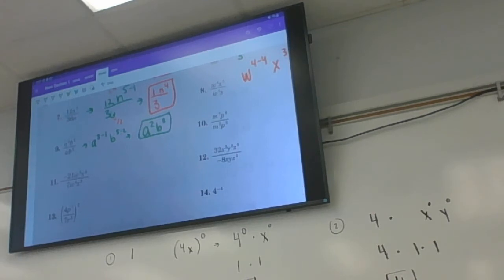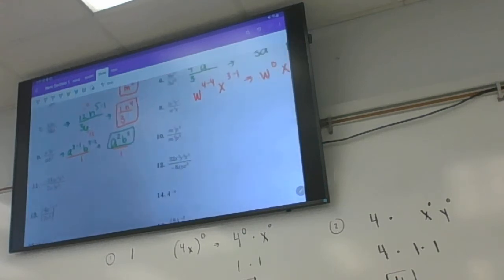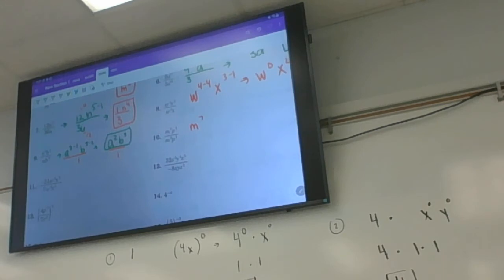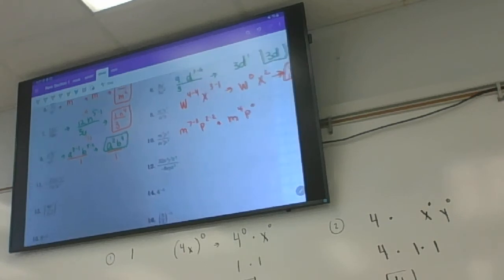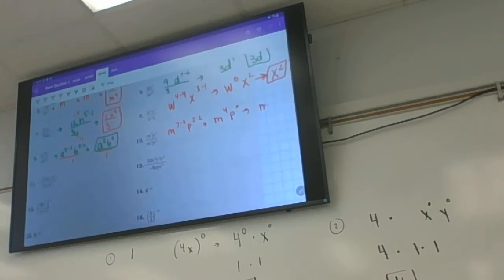What's in the denominator? Just 1 down there? b's gone. So look, I could have written it with a 1 down here. And that's it. Okay, good question. So now I got 7 minus 3, 2 minus 2. m to the 4, p to the 0. p to the 0 is 1. So this is just m to the 4. No more p's in that one.